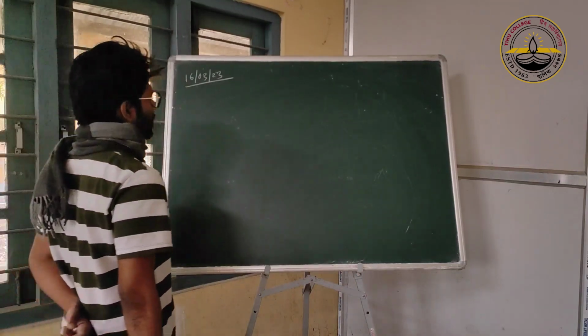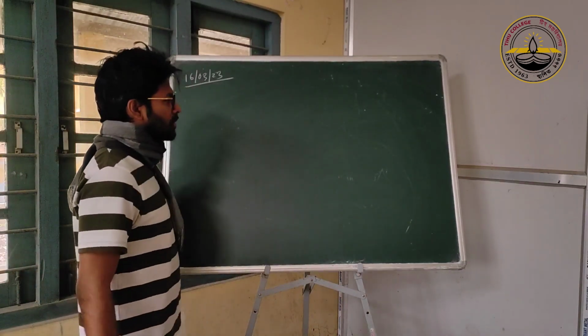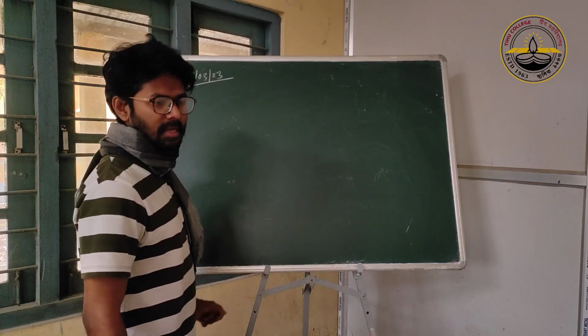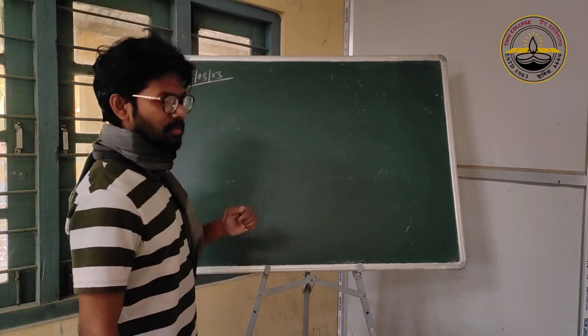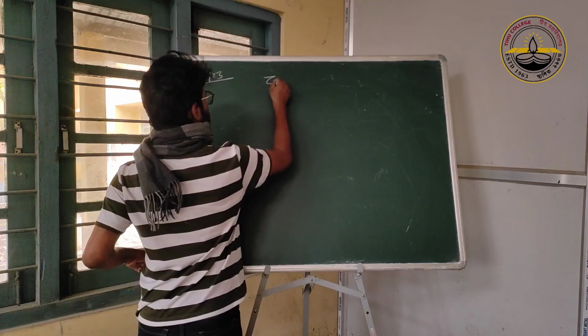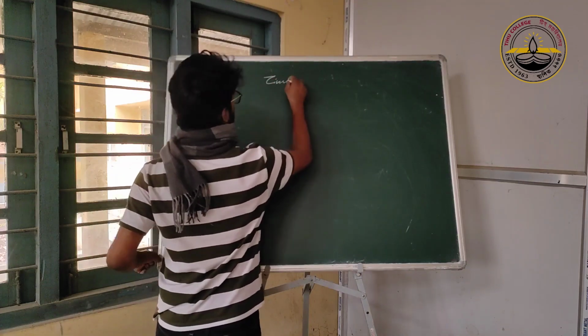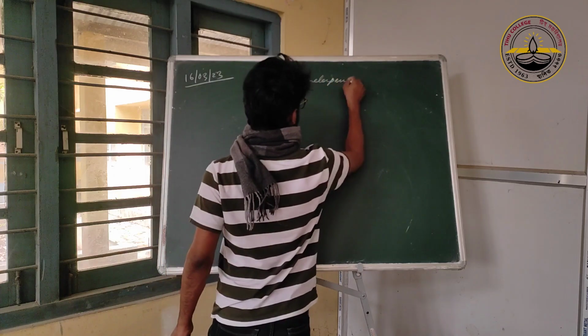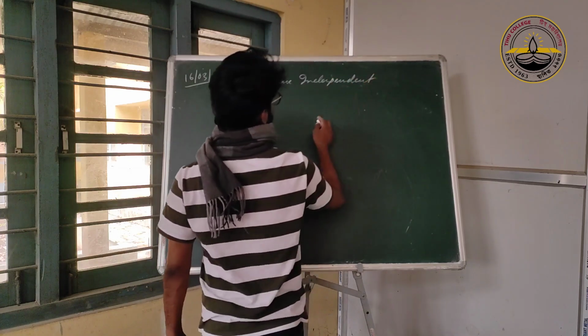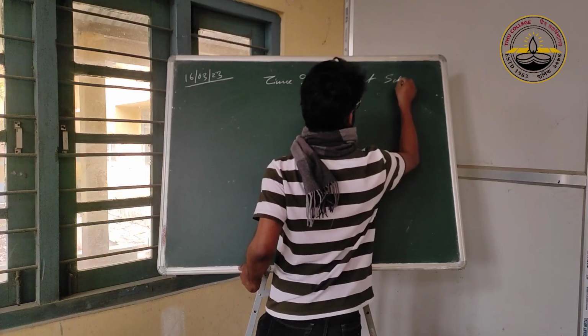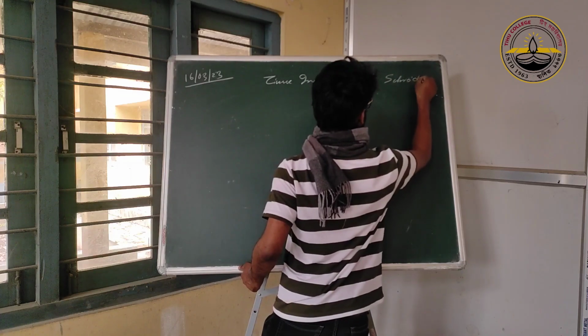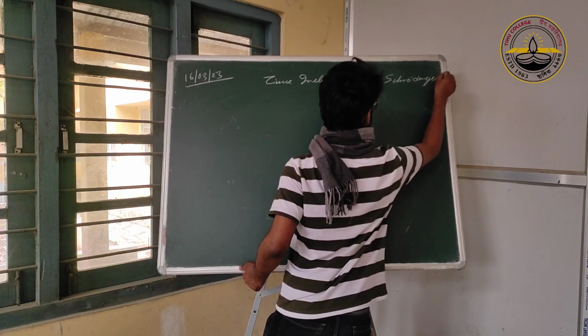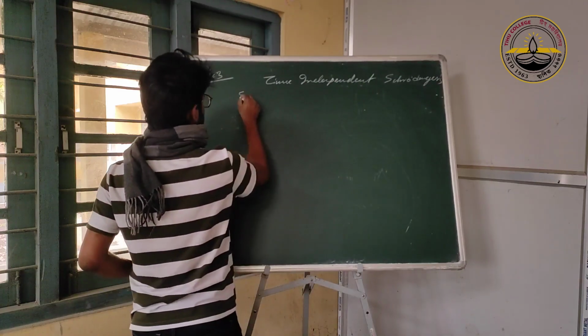So, particle in a box to start, with infinite potential. Next we continue with the time independent Schrödinger equation.